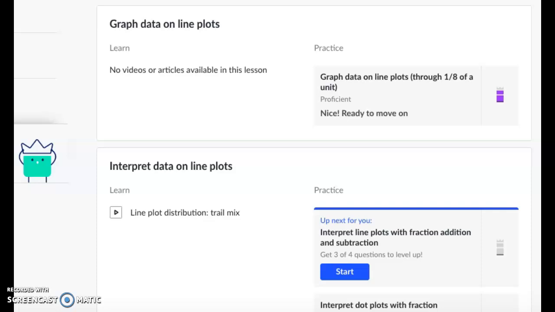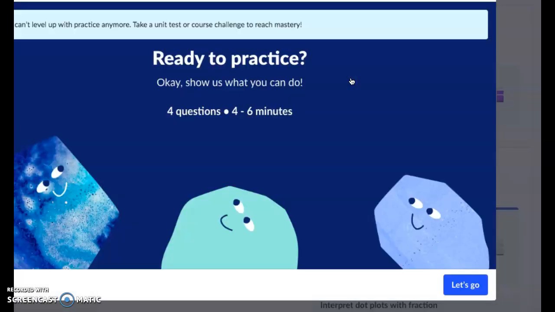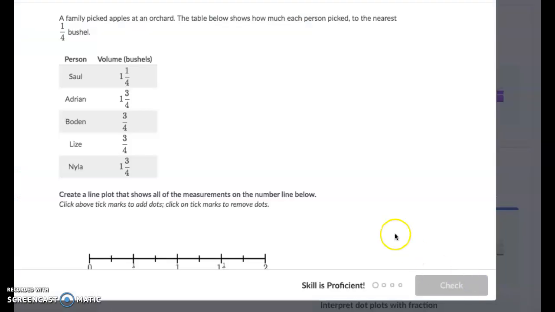Today we're going to be working on the line plots section of Khan Academy. The very first subtopic that we're going to work on is graph data on line plots through 1/8 of a unit. Looking at these questions, it says, a family picked apples at an orchard. The table below shows how much each person picked to the nearest 1/4 of a bushel.